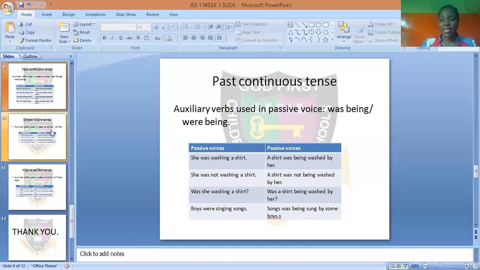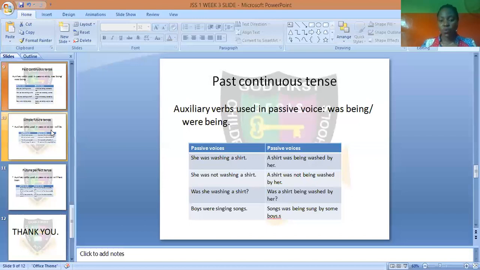Moving on to the past continuous tense. Auxiliary verbs used in passive voice here are was being and were being. The first example: she was washing a shirt. A shirt was being washed by her.